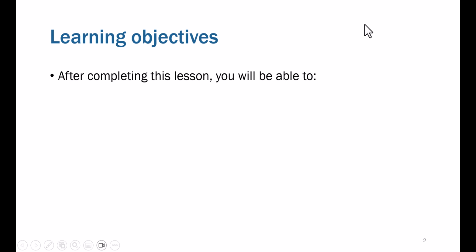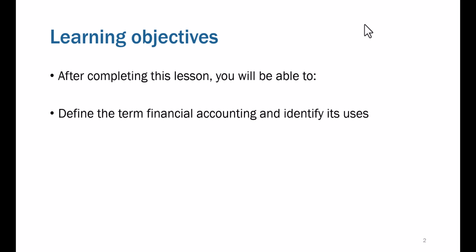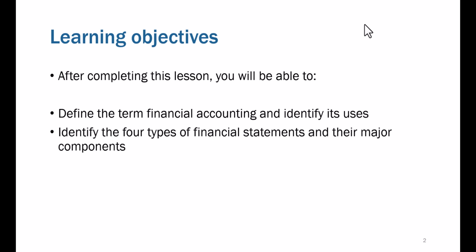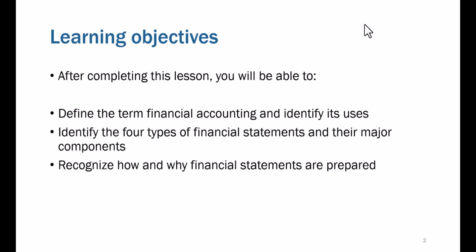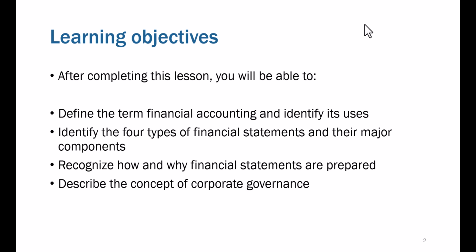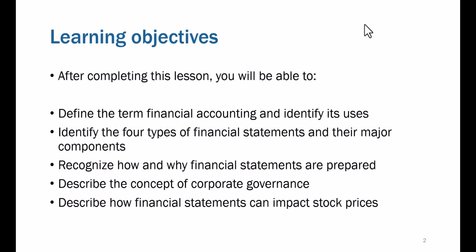In this lesson, we're going to learn how to define the term financial accounting, identify its uses, identify the four types of financial statements and also their major components, and then recognize how and why financial statements are prepared. Finally, we're going to describe the concept of corporate governance and describe how financial statements can impact stock prices.